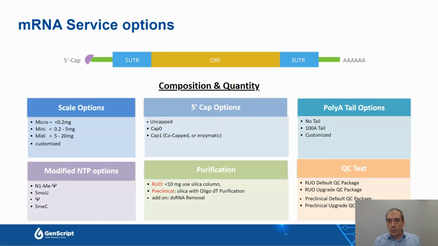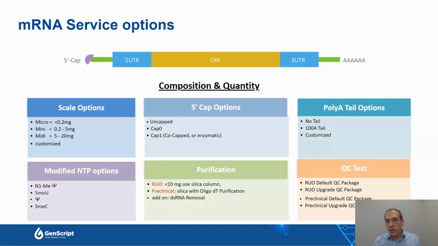We can also, of course, do the capping options. We can produce uncapped, cap 0, cap 1. We can produce different versions of poly-A tailing: no tail, 100A tail, customized tailing based on your requirements. We can introduce the modified uridines into the sequence structure and customize it according to your requirements.